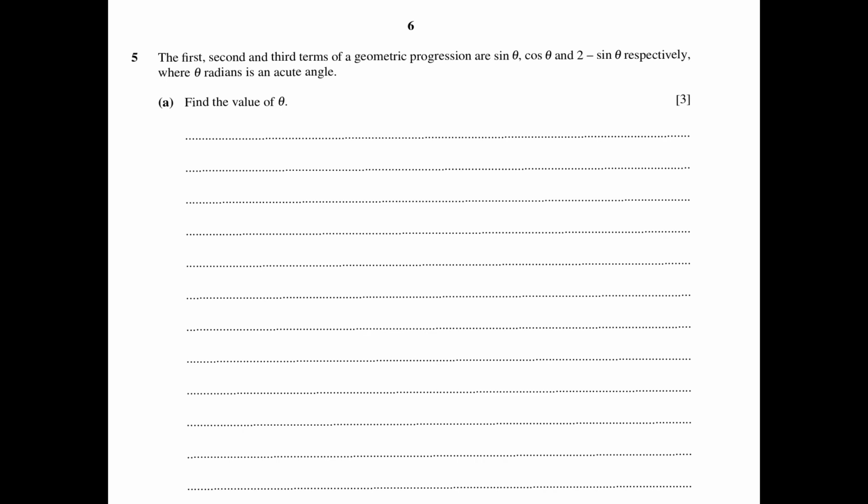Now remember, if it's a GP, it means we have a common ratio which is equal to T3 over T2. That should be the same as T2 over T1. So that will give us a common ratio. Since we are to find theta, we have to formulate an equation, considering this.